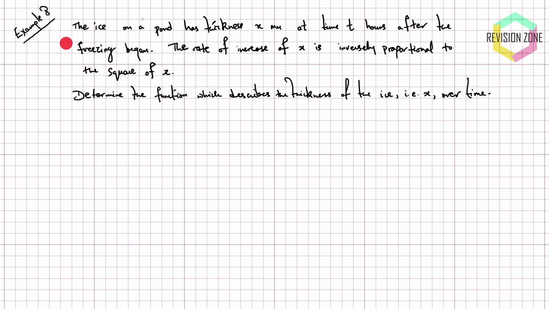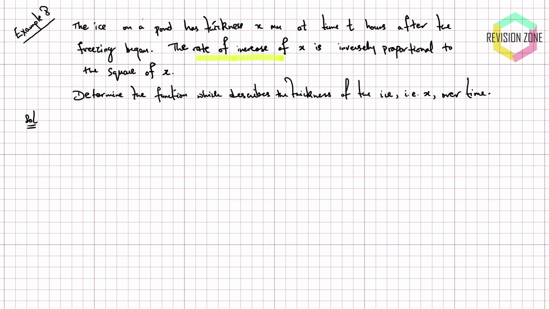In this case, we're told that because of the weather, a pond starts to freeze, and the thickness of the ice on the surface of the pond is measured by a variable called x, and t is keeping time from the moment that the pond began to freeze. And we're told that the rate of increase of x is inversely proportional to the square of x, right? And the question requires us to figure out what x is as a function of time. So let's see how we're going to do this.